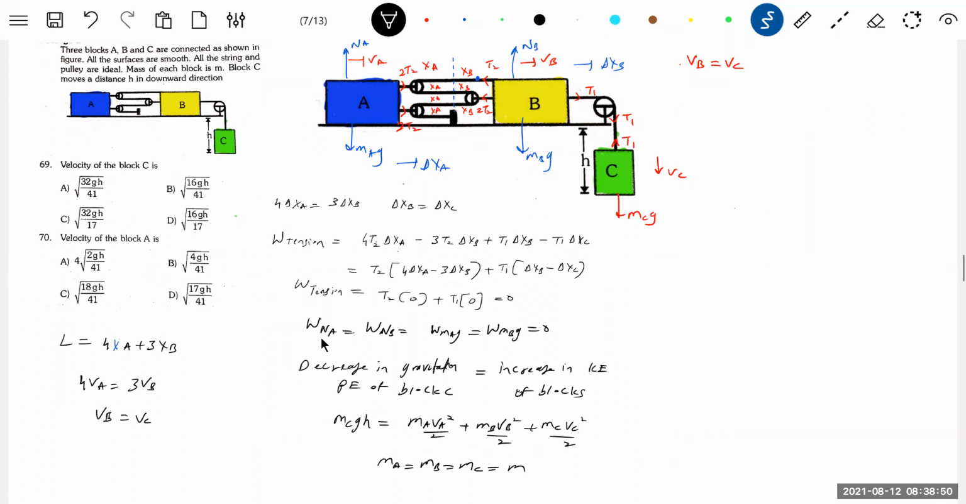Solve it. I'll go for the next problem. This will be mgh, m by 2 va square, m by 2. What is vb? Vb will be 4 va. Okay, I'll do one thing, I'll replace va, va will be 3. Okay, solve for vb, you'll get the required answer.